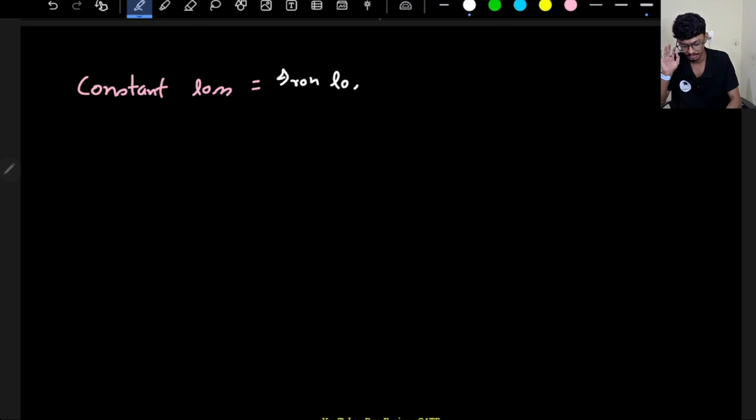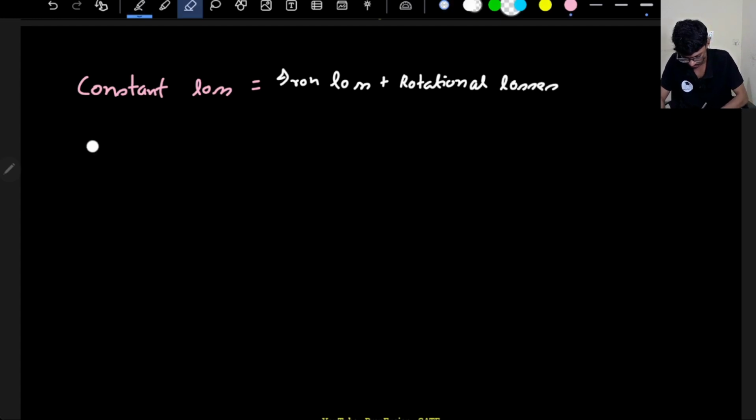Iron loss plus the rotational losses is a fixed loss, because whatever air drag there is, it does not depend on the load value per se, it is a fixed value. Rotational losses are fixed, they do not vary with load current, with change in loads basically. So rotational losses are my constant losses, and what are my variable losses?